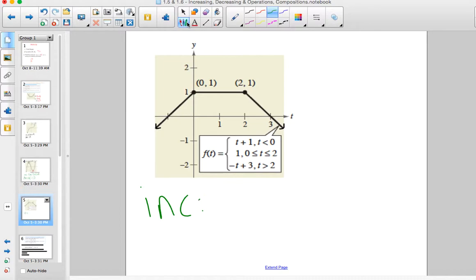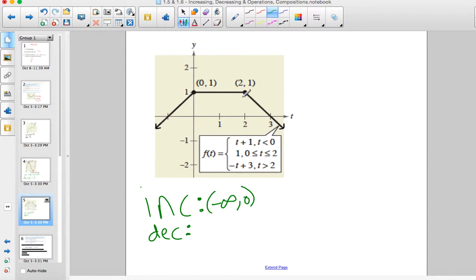Okay, so we have increasing, and you can see it's definitely increasing from negative infinity. We're going up, up, up, up, up until we hit x equals 0. So the 1's not important, we just want 0. And that's it, right? There's no other parts where the graph is going up. So then we're going to look at decreasing.